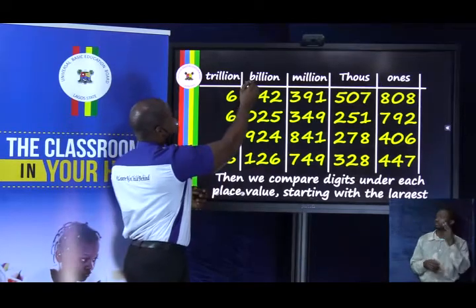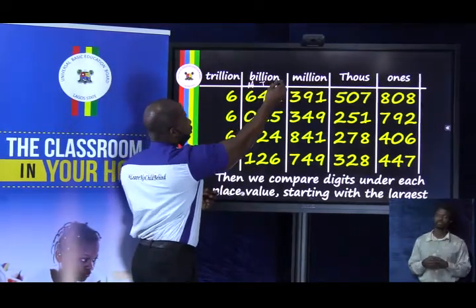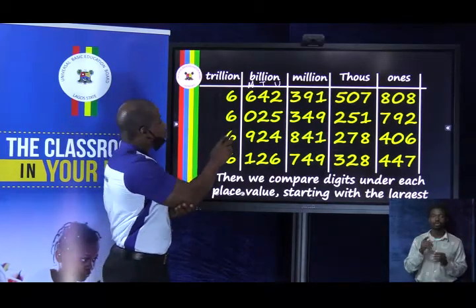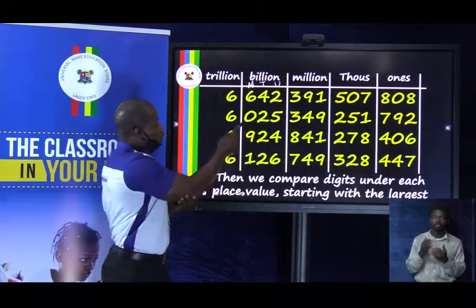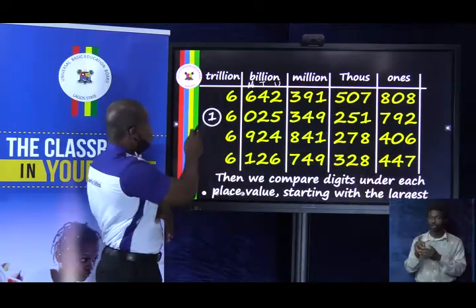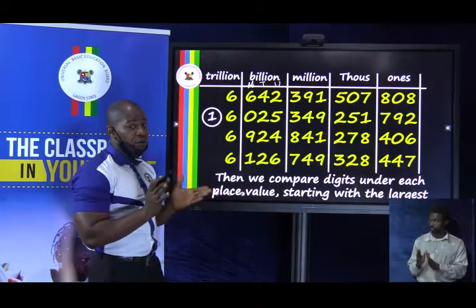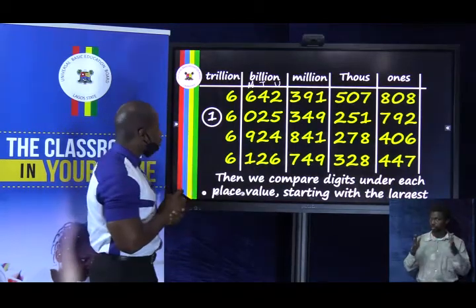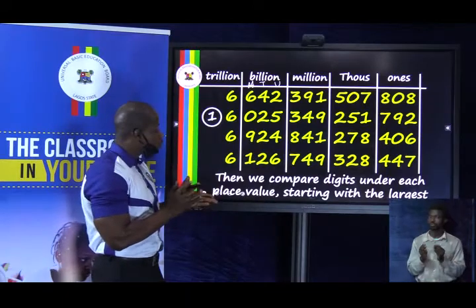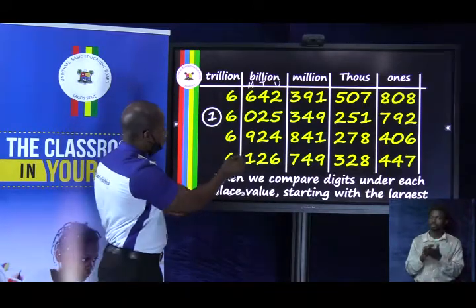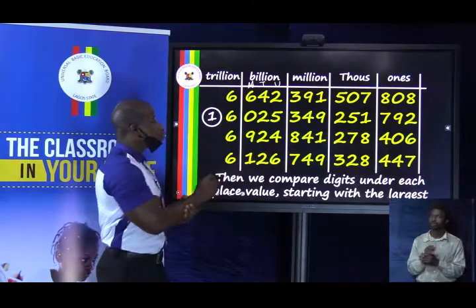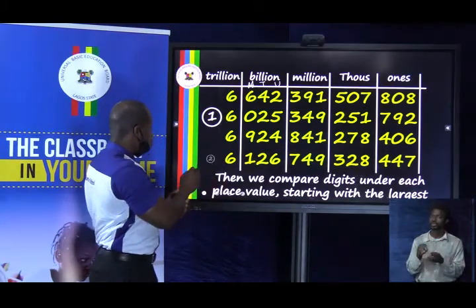Now, the smallest number will be the one with the smallest hundred billion, and obviously it is this one that has no hundred billion. So we label this as 1. This is the smallest number, number 1. Remember that we are arranging from the smallest to the largest. Then we pick the next one with the smallest hundred billion between the remaining three. And this is the one with 100 billion. So take that as number 2.